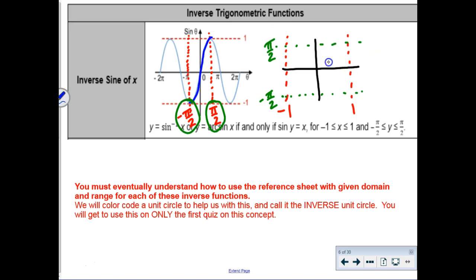So here we go. Starts here, ends here, and kind of does, no, not that, kind of that. It should have had a little more curve to it, but you work with what you got. That's what arcsine looks like.